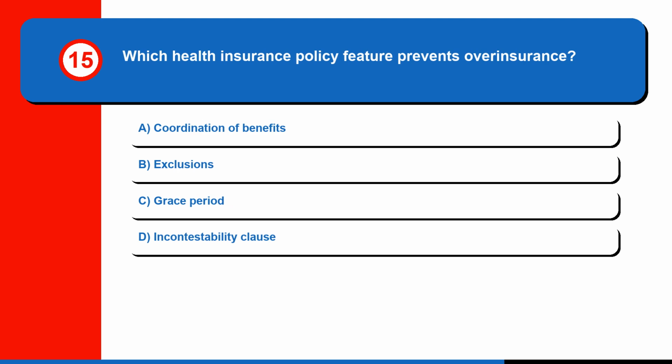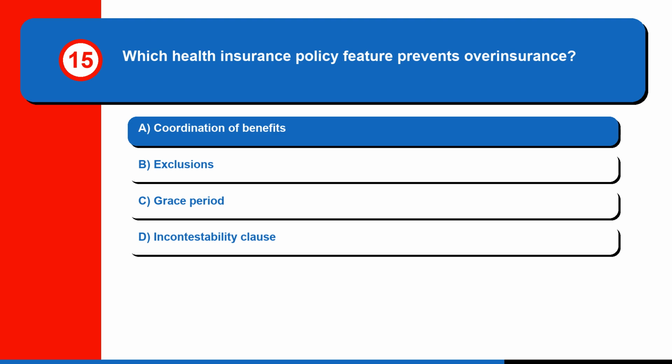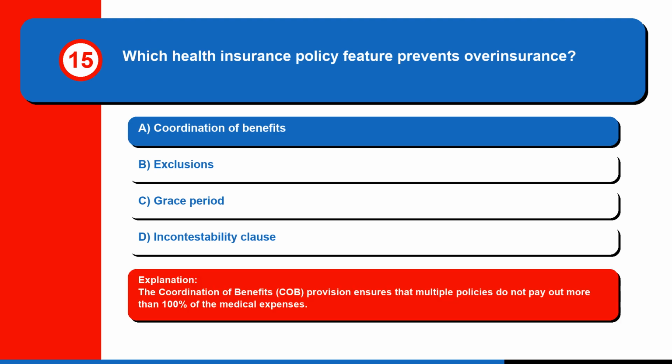Question 15. Which health insurance policy feature prevents overinsurance? A. Coordination of benefits, B. Exclusions, C. Grace period, or D. Incontestability clause. The correct answer is A, coordination of benefits. The coordination of benefits, COB, provision ensures that multiple policies do not pay out more than 100% of the medical expenses.